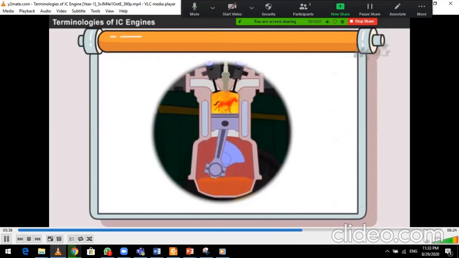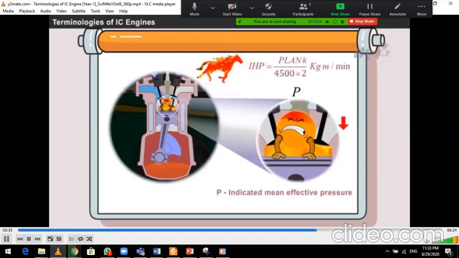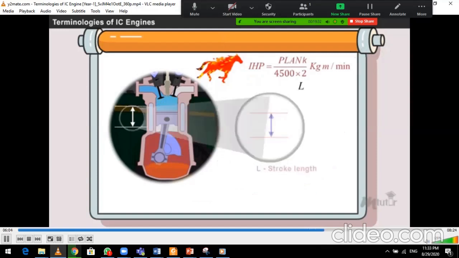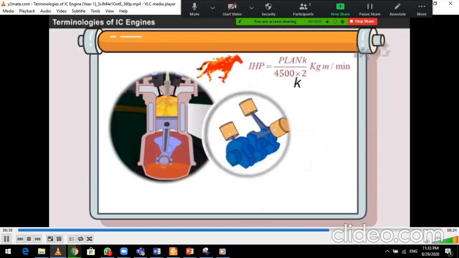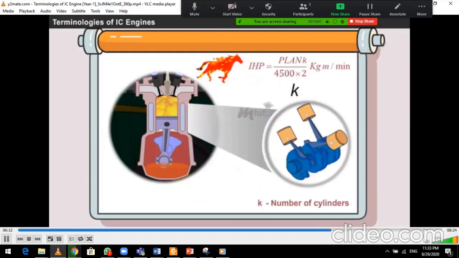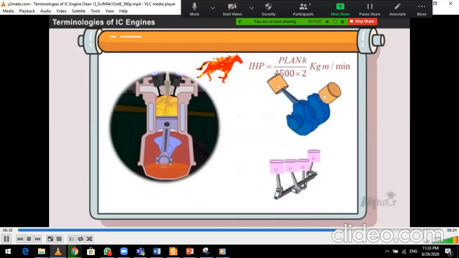The power that is actually developed in the engine cylinder is called indicated horsepower. It is given as IHP equal to PLANK divided by 4,500 into 2, where P is the average pressure produced in the combustion chamber, which is called indicated mean effective pressure, L is the stroke length, A is the area of cylinder, N is the speed at crankshaft, and K is the number of cylinders in the engine. Most tractor engines are designed with 2 to 4 cylinders.